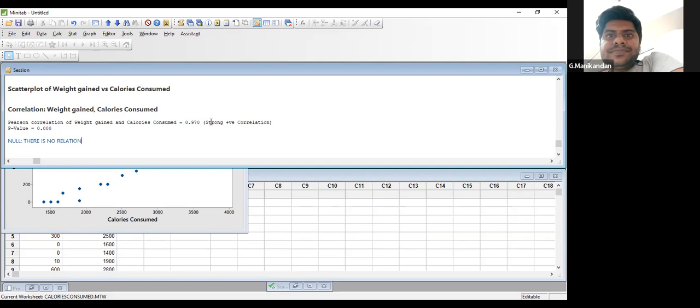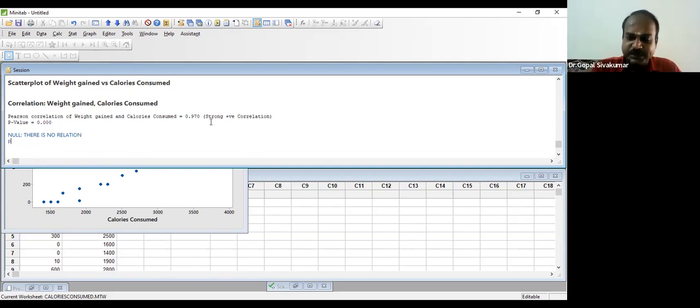But in this case, since the p-value is less than 0.05, what should you do? You should reject the null. Am I right? When you reject the null, what does it mean actually? It means there is a relation, isn't it? There is a relation means the factor is critical.